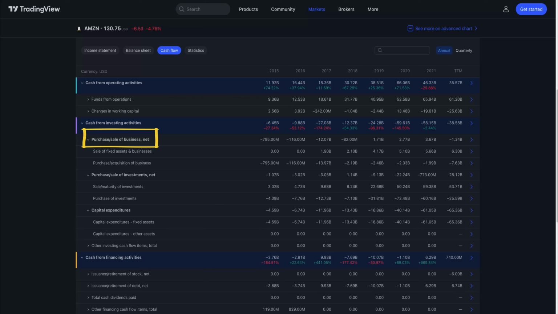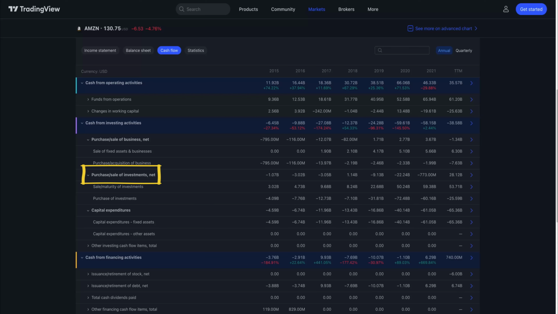If we expand, we will see two categories as well. Usually that number for most businesses is negative. However, in Amazon's case it's positive as the company is raising quite a bit of funds from the sale of fixed assets while it is spending quite a bit on buying new companies. The next subcategory is cash from purchase or sale of investments. Again, there are two categories in the list. One is the purchase and one is the sales.